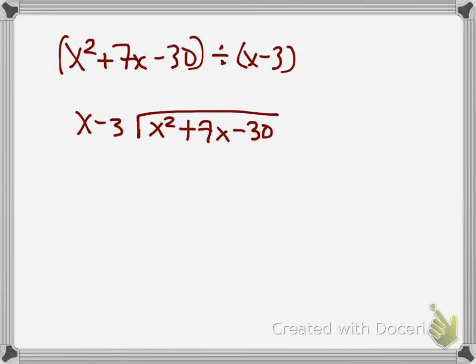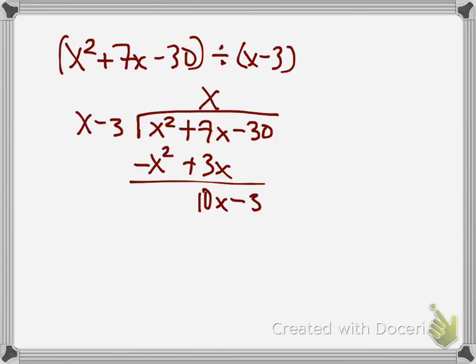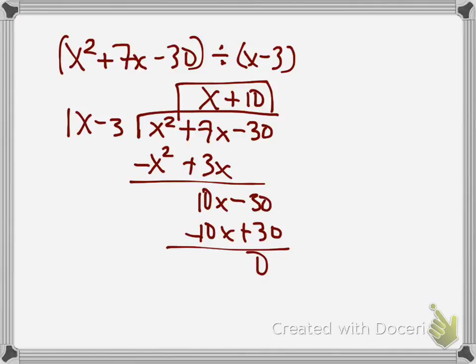Again, x times what will give you x squared? x. So x times x is x squared. X times a negative 3 is negative 3x. Change the sign. That gives me 10x, and bring down the 30, minus 30. 10 times 1 will give me a 10, so I need to put here a plus 10. Notice how the sign stays the same. That gives me 10x minus 30. 10 times negative 3 is negative 30. Then change the signs, and then I get another remainder of 0.